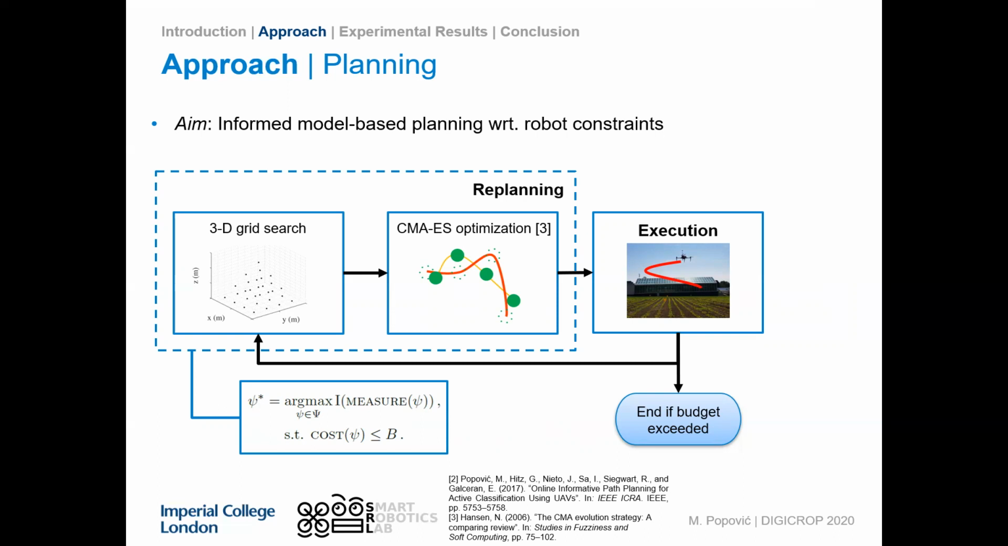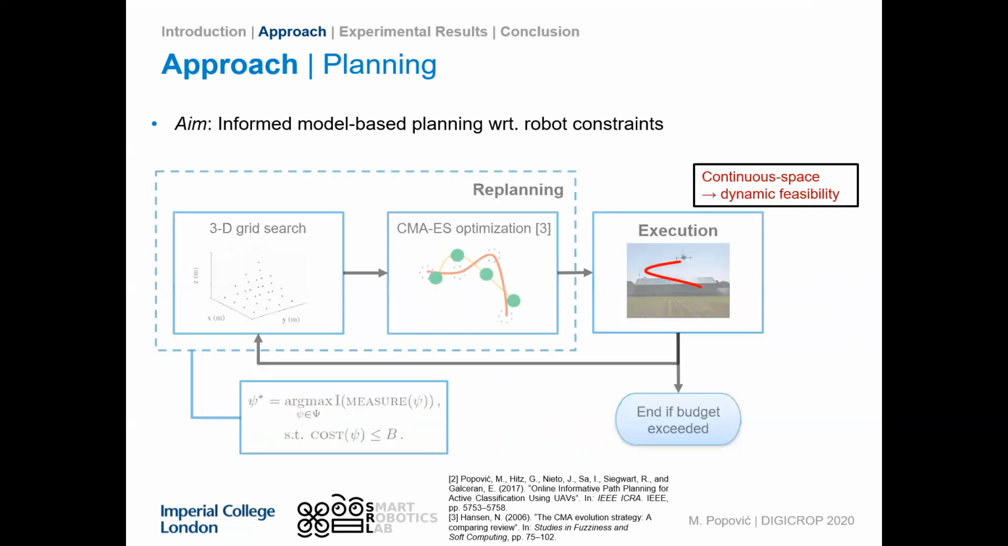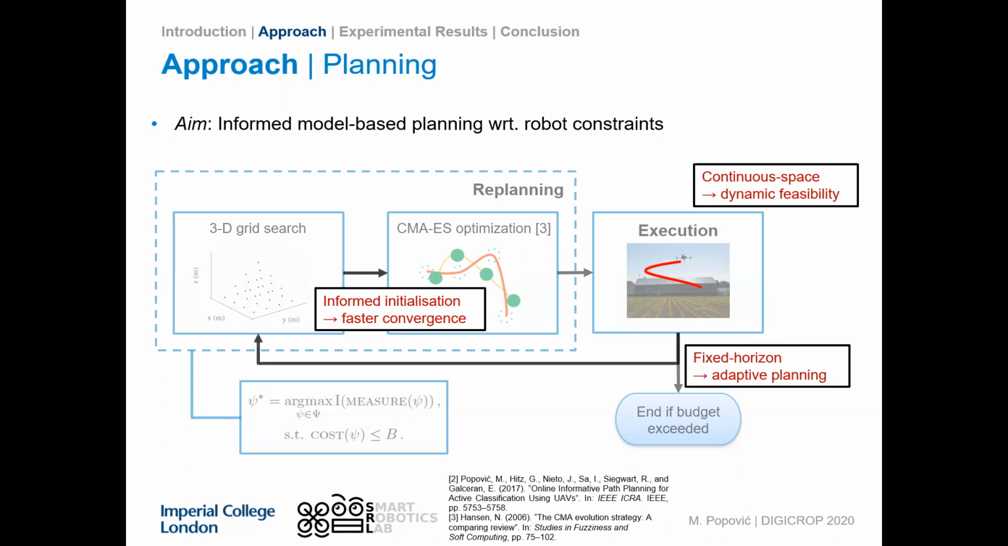This approach has several desirable properties. First, using smooth trajectories, we obtain dynamic feasibility. Second, a key feature is the use of the discrete grid search to initialize the optimizer. This enables us to converge much faster to a good solution than by using naive initialization, as commonly done. Finally, by using fixed horizon planning, we can create adaptive plans to map areas of interest online as they are discovered.